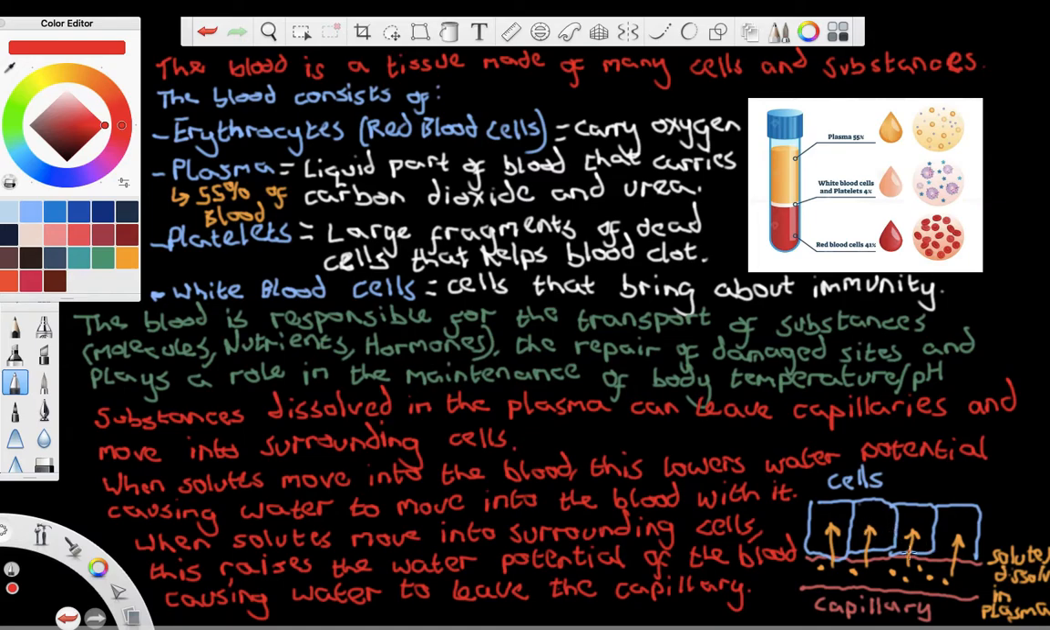So when you get lots of solutes moving into the blood, this makes the blood more concentrated, and therefore water moves down its osmotic gradient into the blood from the surrounding cells. At the same time, if solutes move out of the blood into surrounding cells, the opposite happens. Water will follow the solutes where they move because you're lowering the water potential of the cells surrounding it. Okay?